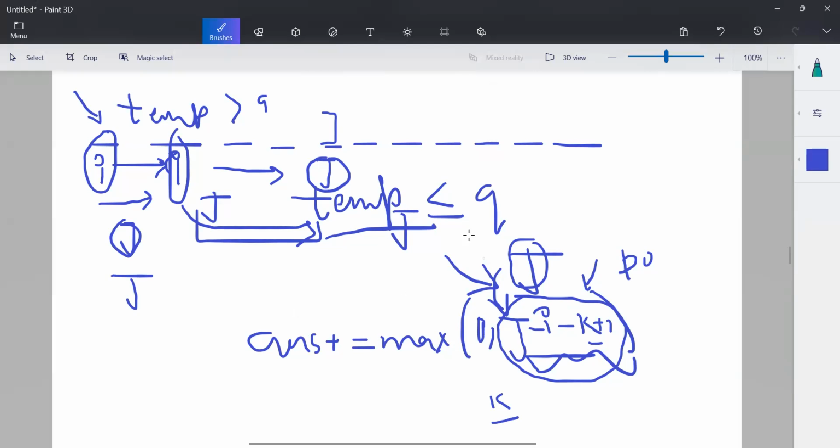Is anyone having any doubt in this? You can unmute yourself and let me know. Please, can you explain it once again?